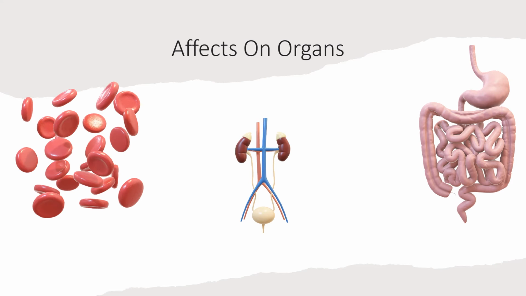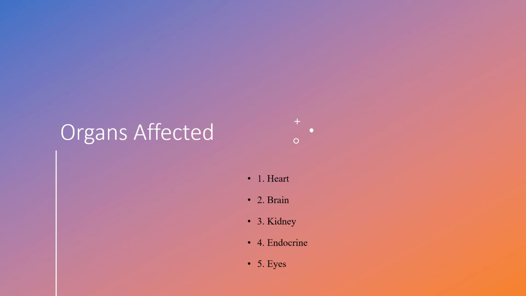Now I'm going to talk about the effects that hypertension has on the organs. Hypertension can damage many organs in the body if not treated. Over time, pressure level increases and conditions go unnoticed until serious health problems arise. High blood pressure can affect the heart, the brain, the kidney, the endocrine system, and the eyes.